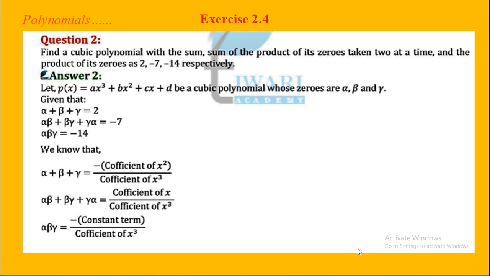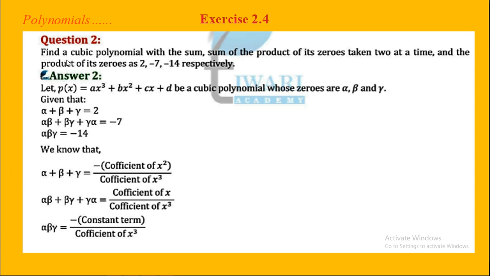In this video we can discuss question number 2 of exercise 2.4 from the chapter Polynomials. Okay, the question is, find a cubic polynomial with the sum of its zeros, the sum of the product of its zeros, and the product of its zeros being 2, -7 and -14 respectively.